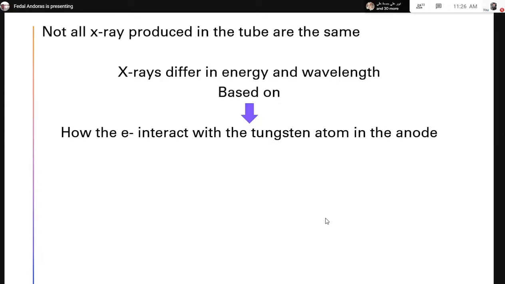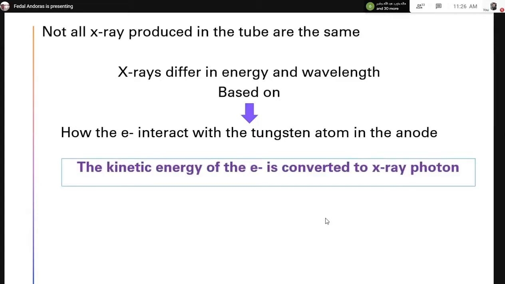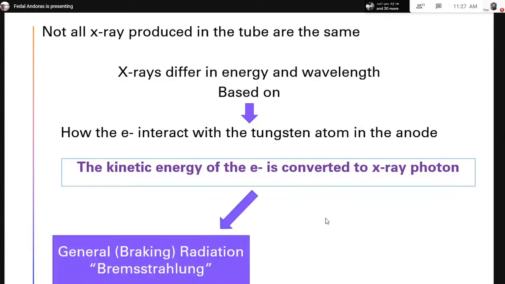This X-ray is not just one type. Based on what? How the electron interacts with the tungsten atom in the anode. So the kinetic energy of the electron is converted to X-ray photons in two ways. First, general breaking radiation, more famously called Bremsstrahlung. It's a German name. Bremsstrahlung means breaking radiation.